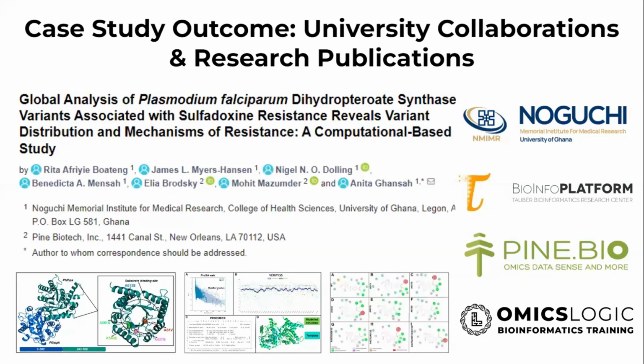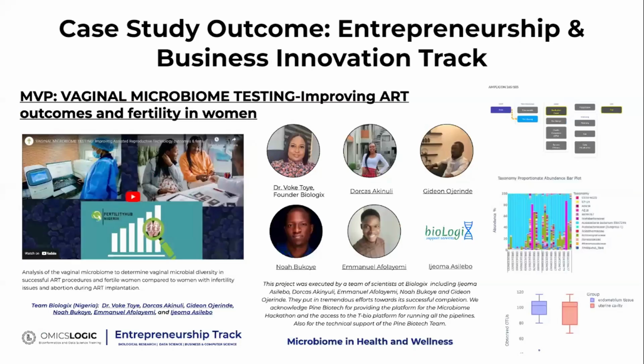And it is also possible to pursue an entrepreneurship and business innovation track, like a team of industrial researchers from a biotechnology company in Nigeria did. So they developed a microbiome test kit to improve the fertility of women in Nigeria.